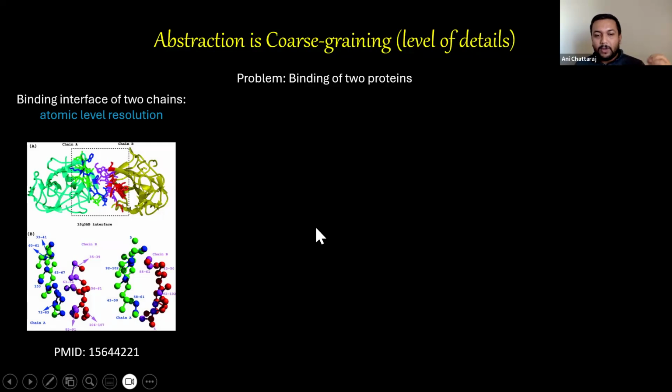Because we are dealing with the chemical identity of the individual amino acid types that are driving that sort of affinity between the two proteins. So that is an atomic level resolution.